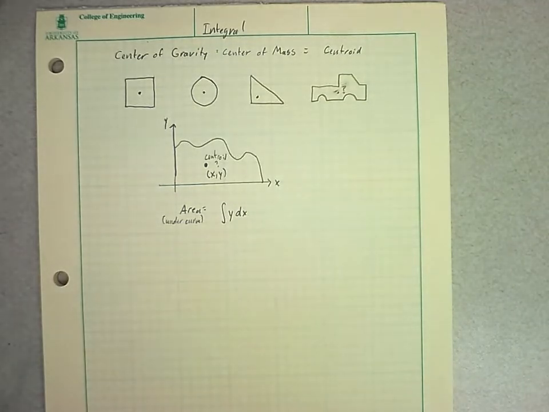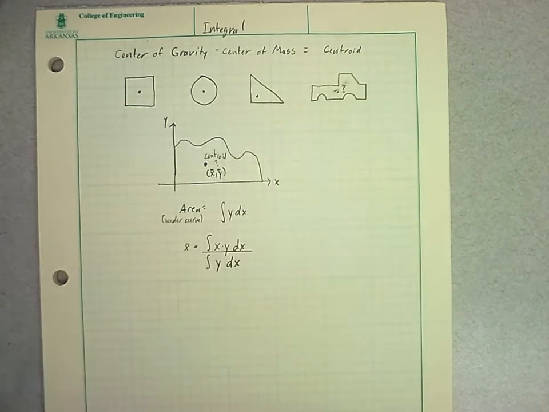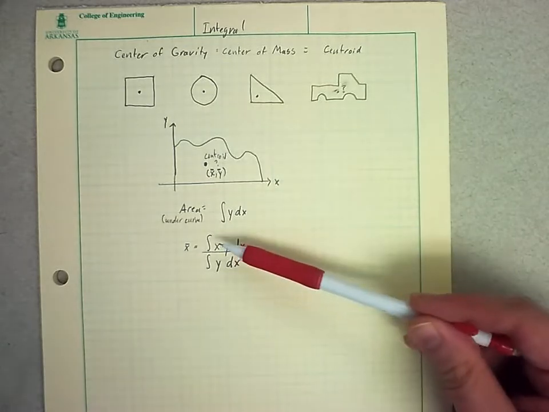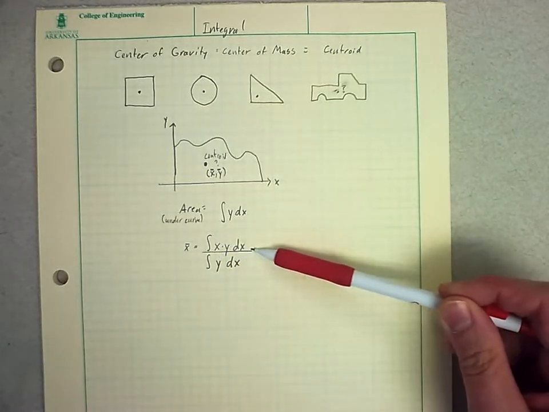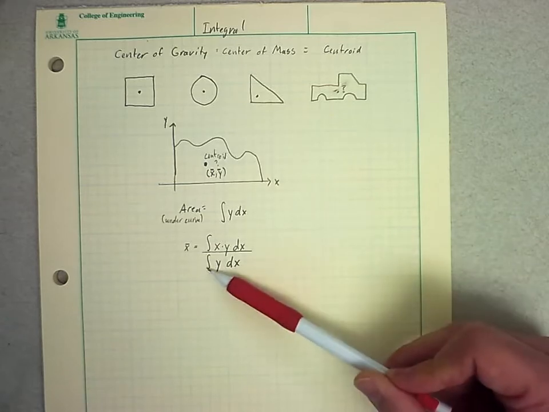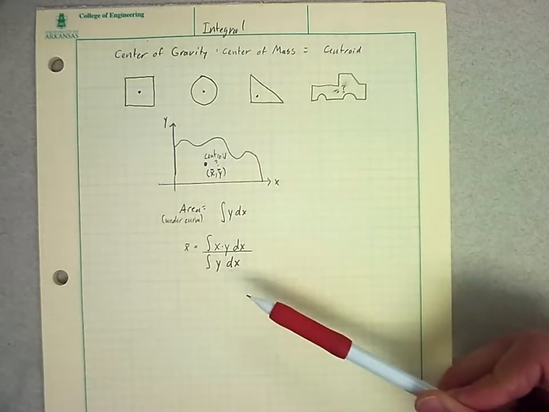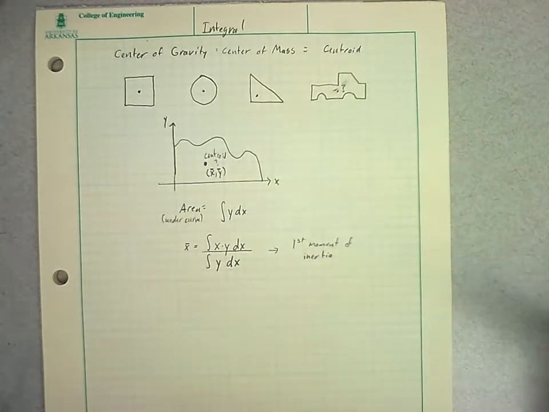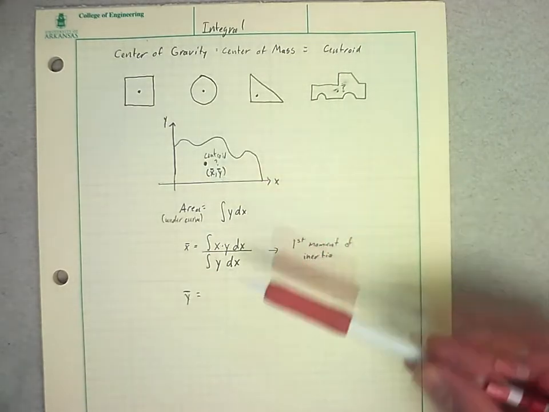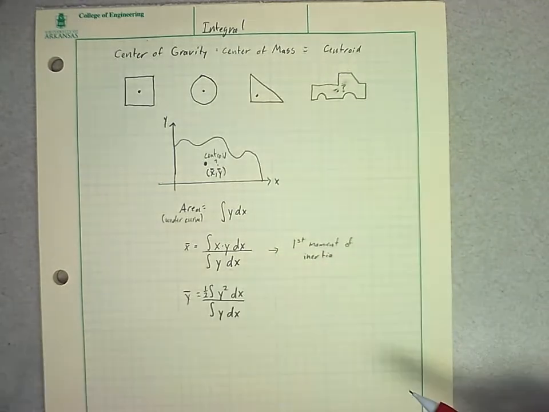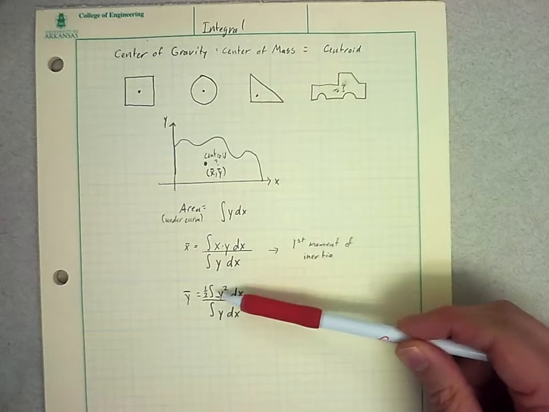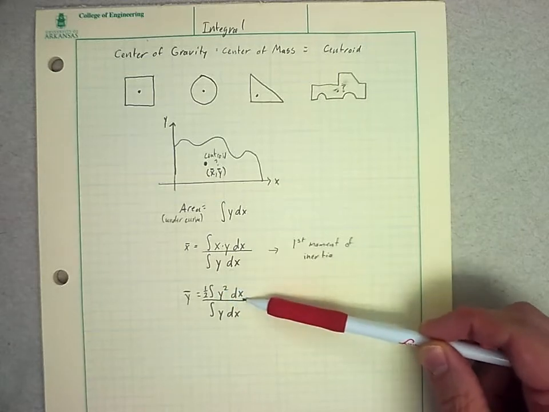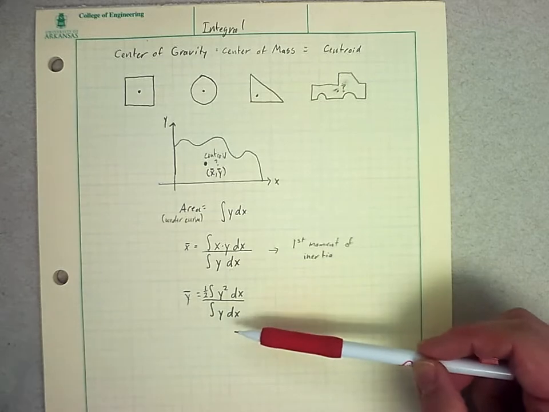So what we have for our centroid is the following. The x component is the integration of x times y dx divided by the integration of y dx, which is the area. And this is also called the first moment of inertia. So I could use that to get the x-coordinate of the centroid. For the y-coordinate of the centroid, I'd have a similar formula where it is 1/2 the integral of y squared dx on top, and the bottom is still that same function that represents the area.